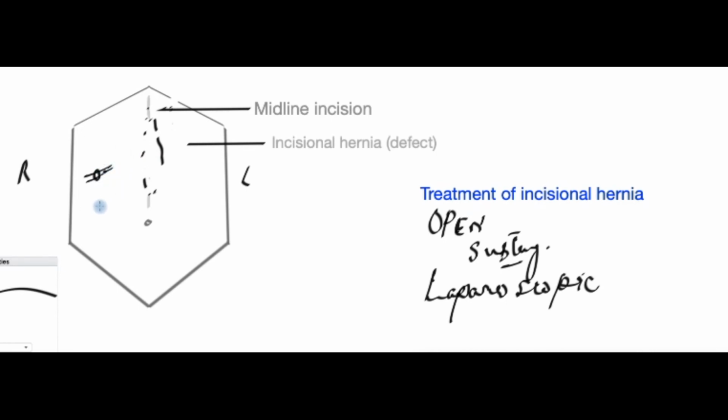Once the camera is inserted, further ports are put in place through which instruments are inserted to reduce the hernia, identify the outline of the hernia, and then repair that with suture to bring it together. And just as in the previous example, a mesh is inserted, of which there are a wide variety. And that's how the operation is completed.